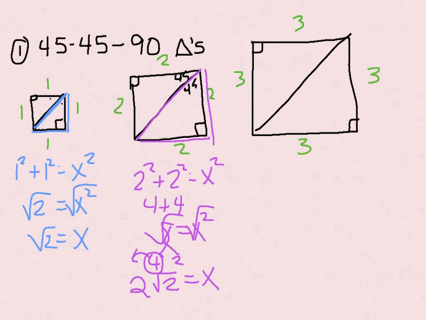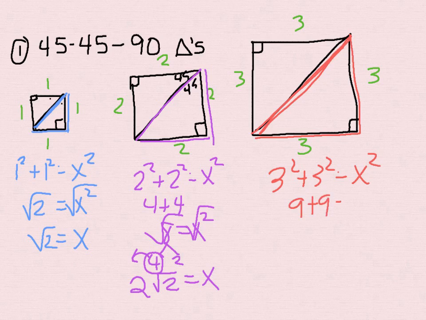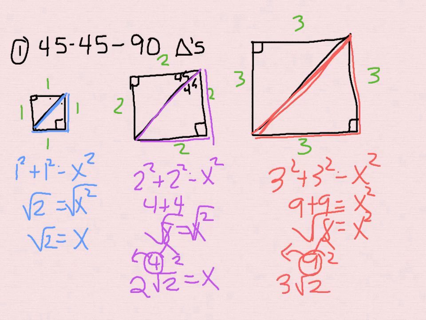Okay, let's try the 3 now. Hopefully you're seeing a pattern right now. So again, here's the hypotenuse. We're going to figure this out. That's my x. So I'm going to do 3 squared plus 3 squared equals x squared. And that's 9 plus 9, which is 18. So I need to find the square root of 18. And again, when I break that down, 9 and 2, this breaks out as a 3 square root of 2. Do you see any pattern that's happening here?